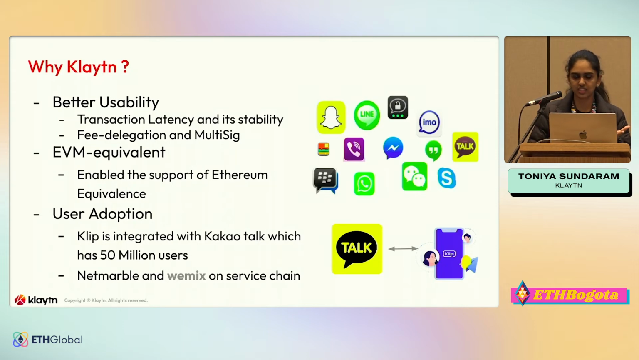For example, WeChat is heavily adopted in the China region. And KakaoTalk is adopted in South Korea. So it has huge user adoption as well as something unique to offer. Similarly, Klaytn also has some unique things to offer, and it has huge user adoption in the Korean region. First, we have better usability through transaction latency and stability, and on-chain fee delegation. This is something unique, with which you can build some interesting use cases.